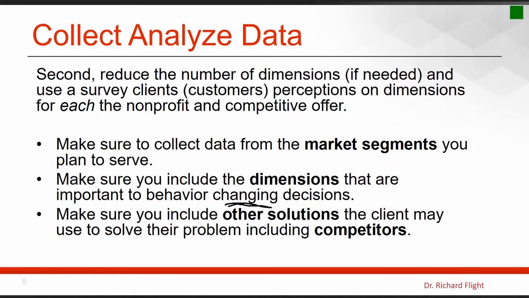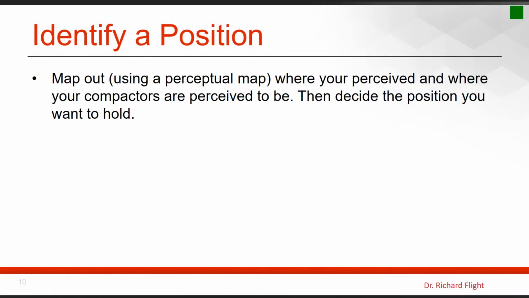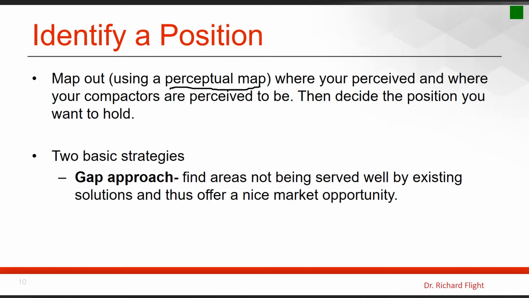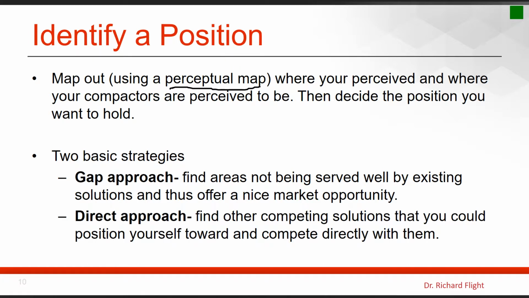As we know, we can take this information and create some maps. By mapping this information, we do what we call a perceptual map, and we put onto a two-dimensional plane, or space, where our service is perceived based on the factors that we have decided are important to the customer.